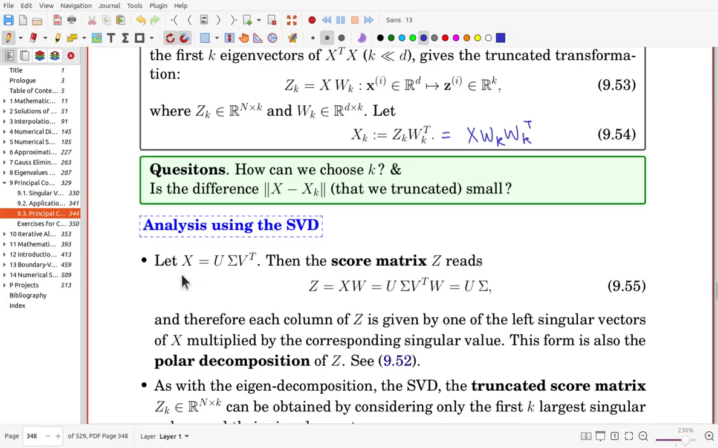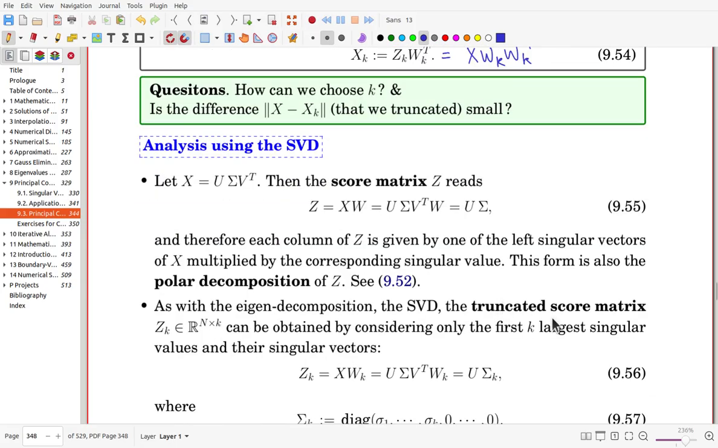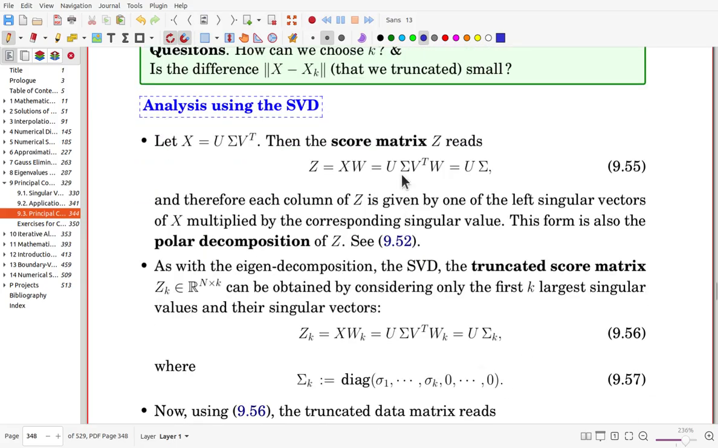Let's begin with the singular value decomposition. Then the square matrix Z is XW, so that is the same as U sigma. Now the truncated square matrix Z_K is XW_K. We are using only K components. By using the singular value decomposition, we reach that.